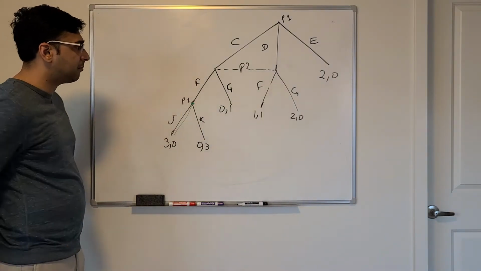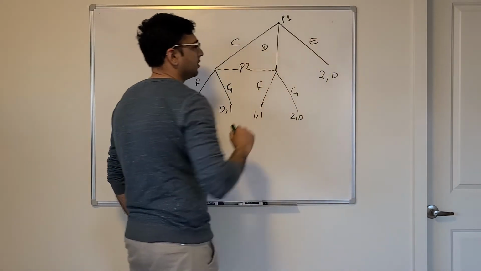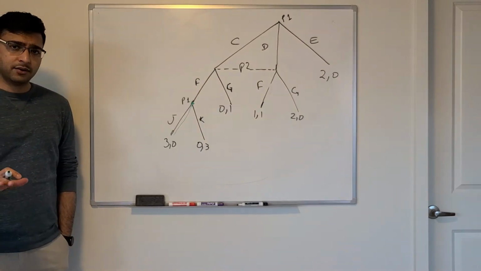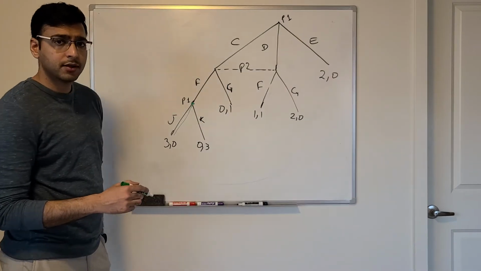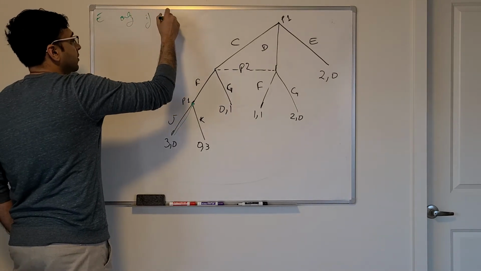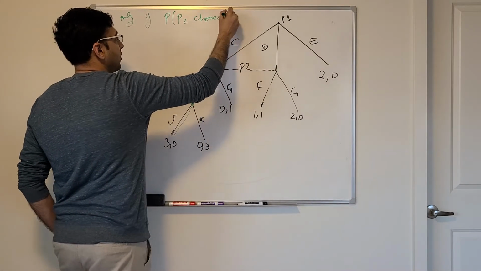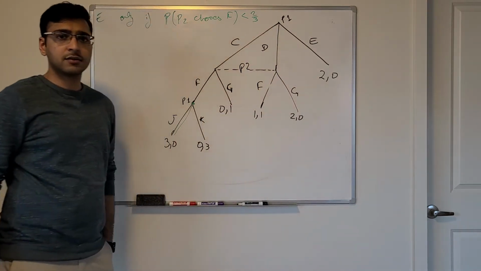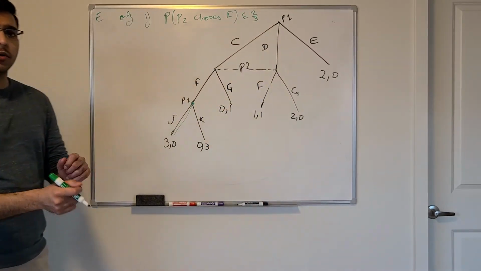Let's go one step up. When would player 1 choose E? Let's ask ourselves that question. Player 1 would choose E only if player 2 is choosing F less than 2/3 of the time. Let me write that out. E only if the probability that player 2 chooses F is less than 2/3. You could also have equal, because at that point player 1 will be indifferent.